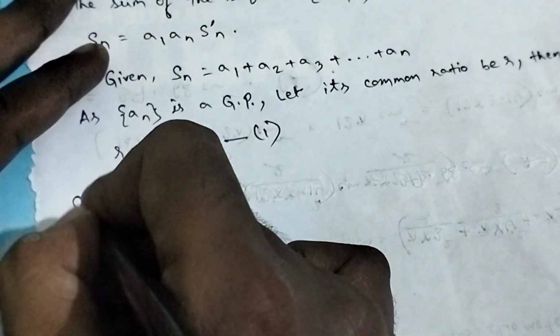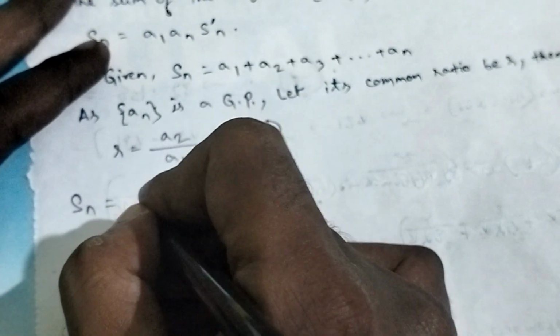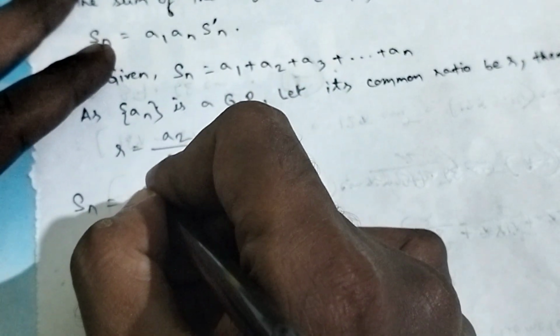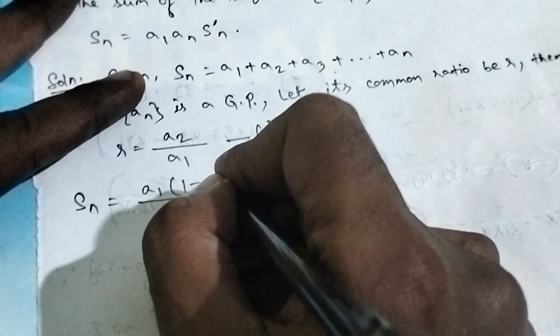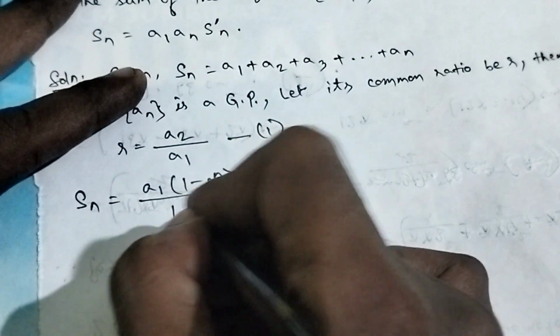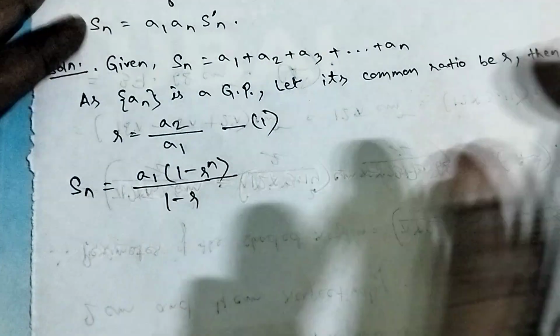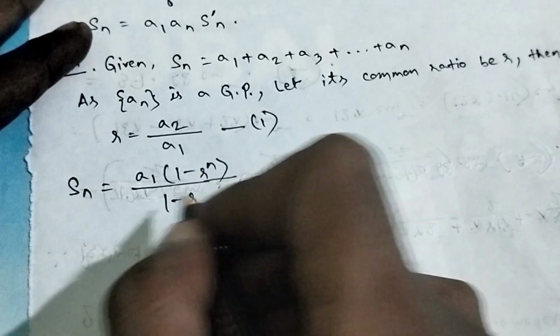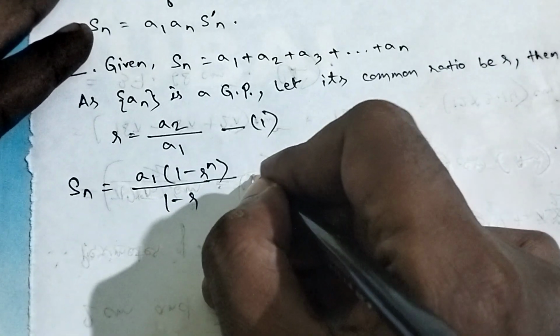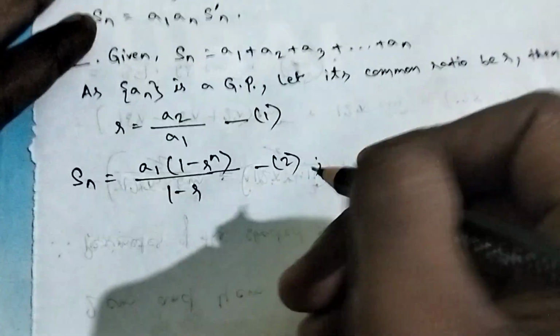Now, what would be Sn? Sn would be A1 into 1 minus R to the power n by 1 minus R. Name it as 2.